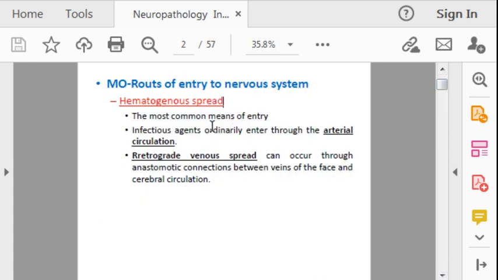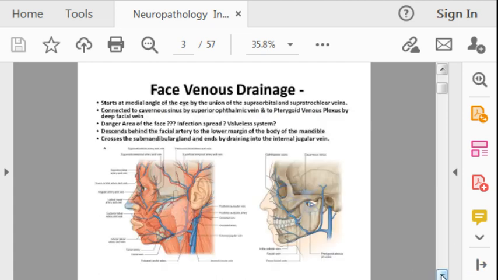Hematogenous spread is the most common means of entry, and infectious agents ordinarily enter through the arterial circulation. However, retrograde venous spread can occur through anatomic connections between veins of the face and cerebral circulation. This diagram shows how an infection in what is called the danger area of the face can reach the central nervous system by way of valveless veins, connecting the veins in the face to veins inside the cranium.